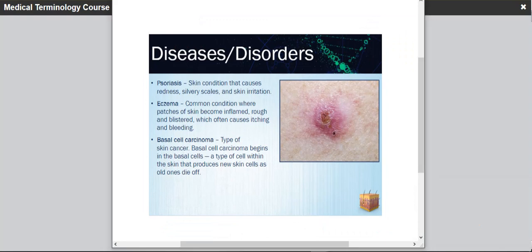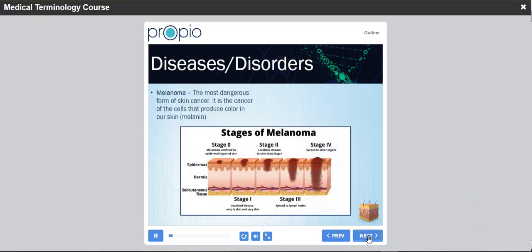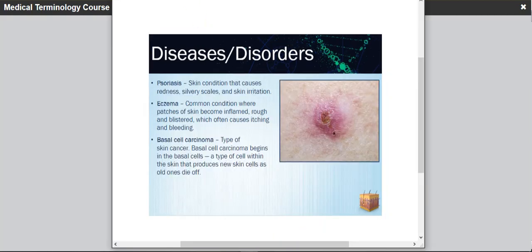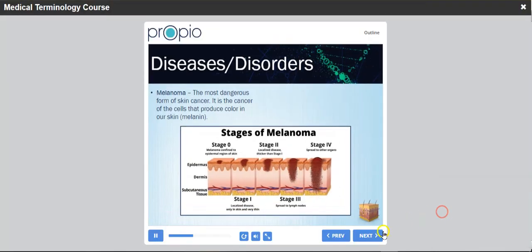Basal cell carcinoma begins in the basal cells. It's a type of cell within the skin that produces new skin cells as old ones die off. Melanoma is the most dangerous form of skin cancer. It's the cancer of the cells that produce color in our skin, melanin. Hives.